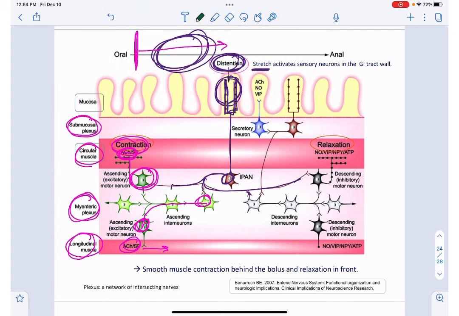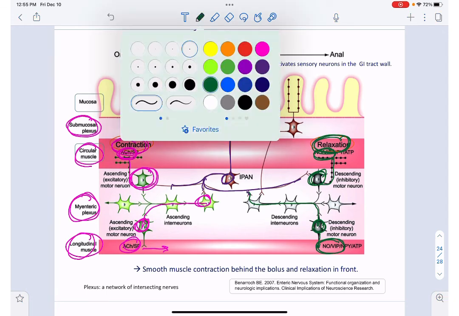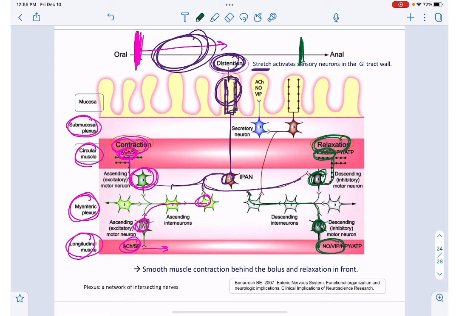What about in front of the bolus? Well, the sensory neuron activates this motor neuron, which is going to release neurotransmitters and cause relaxation of the smooth muscle in front of the bolus. It's also going to activate this series of neurons that are going to activate this motor neuron and cause relaxation of the longitudinal layer as well. So you get contraction of the smooth muscle in back of the bolus and relaxation of the smooth muscle in front of the bolus. And this is a reflex loop, which means that it can act on its own.